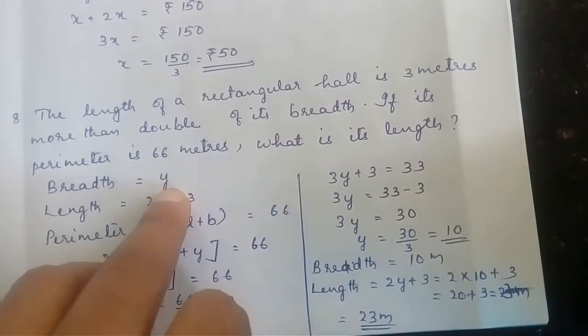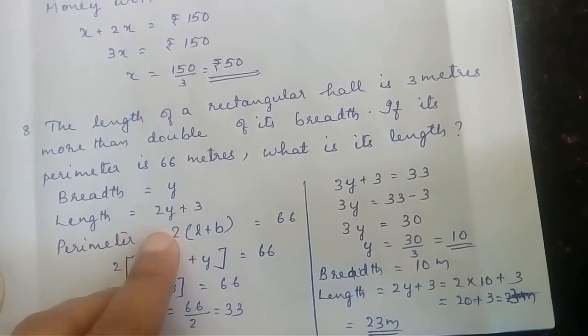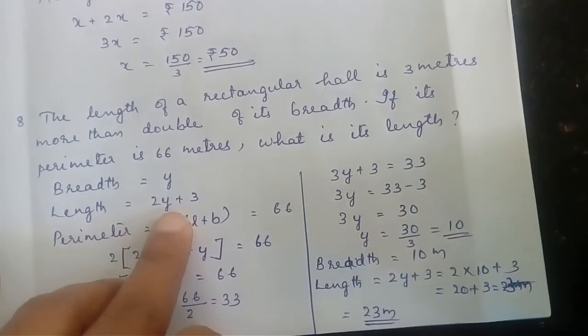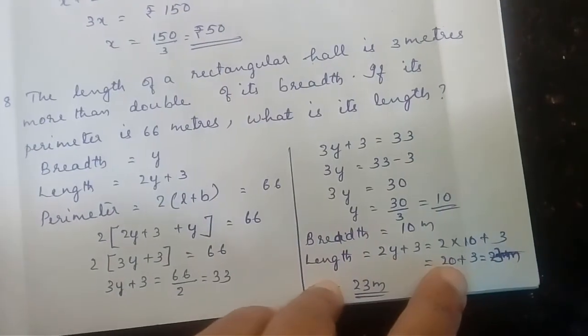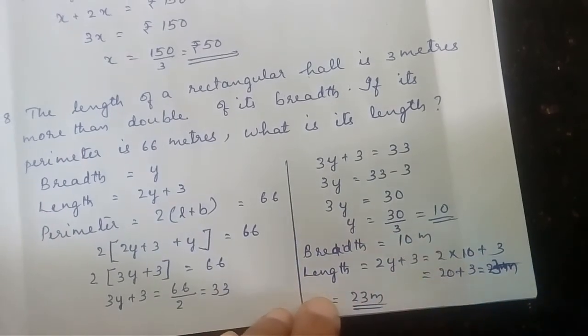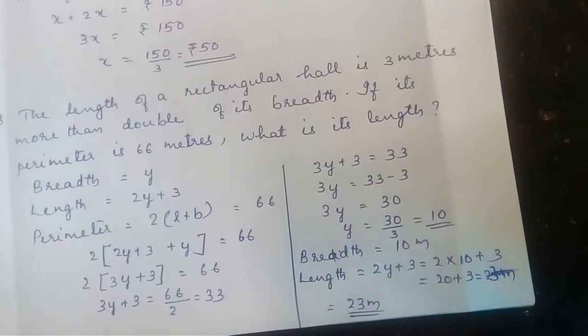What is y? That is the breadth. So we have to find the length by applying this value in this expression. Length 2y plus 3. So 2 into 10 plus 3, that is 20 plus 3, 23 meters. Okay.